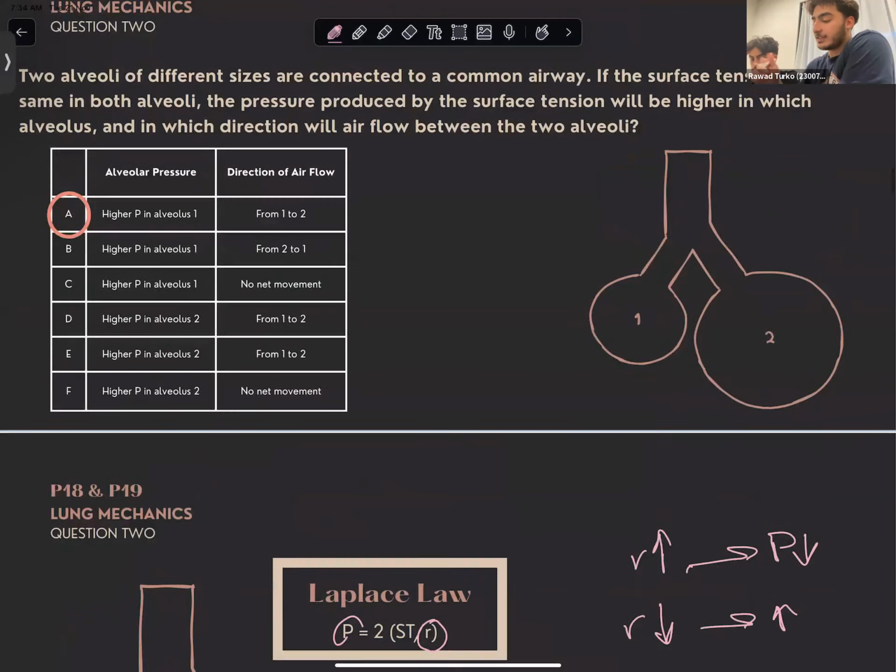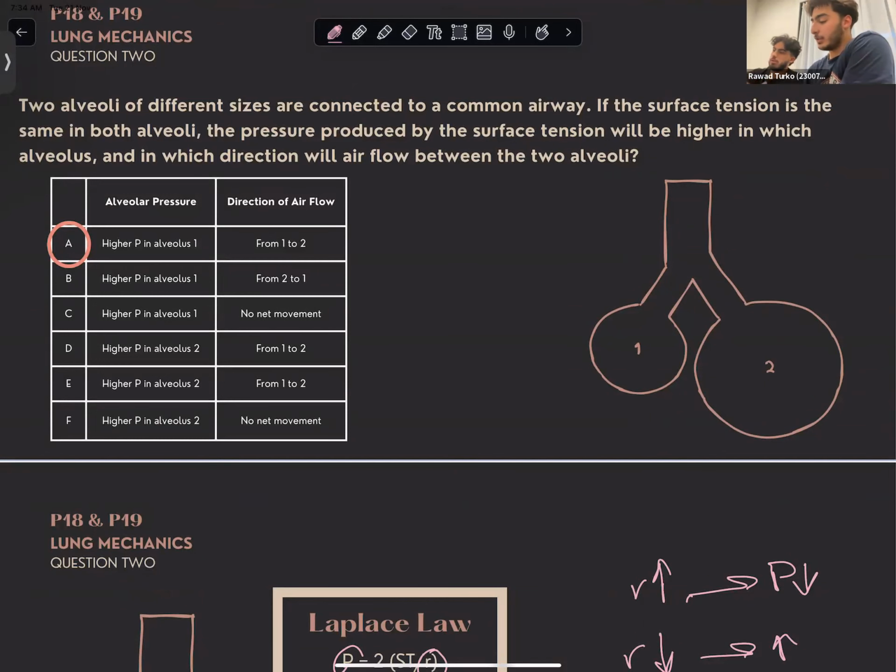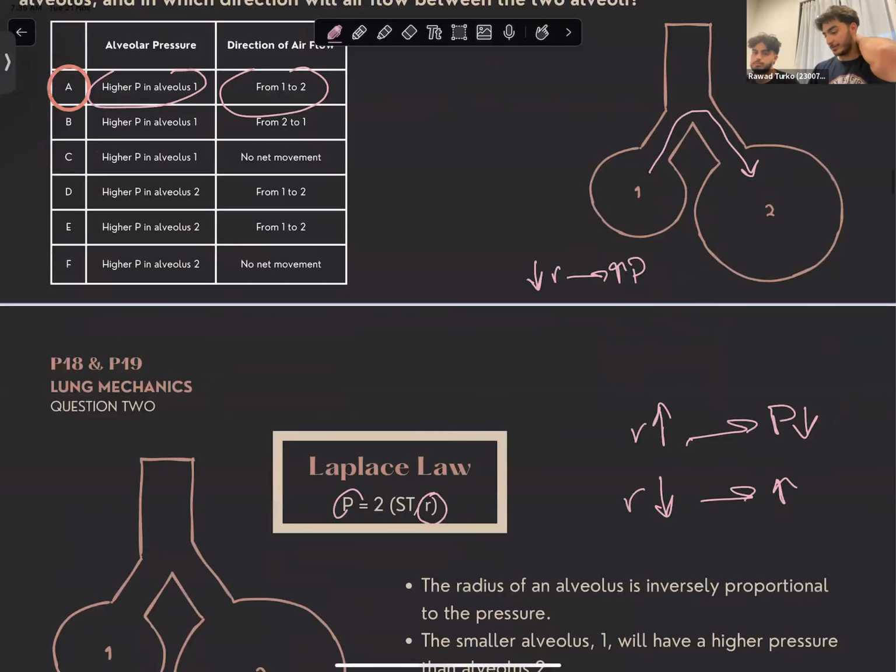So going back to the question, they said the alveolar pressure is higher than P1. Which one of these alveoli is smaller? Obviously number one, right? That means one has a smaller radius. And as we said, smaller radius, increased pressure. So the pressure gradient law will tell us that air goes from the higher pressure one, from 1 to 2. So the direction of airflow will go from 1 to 2. Perfect. I think everybody's okay with this.